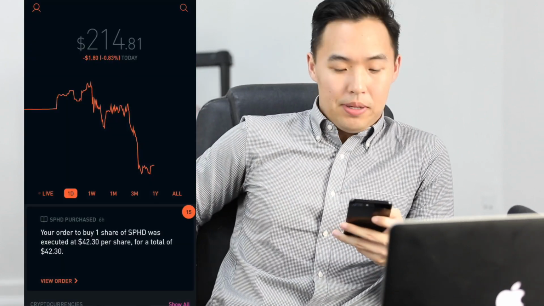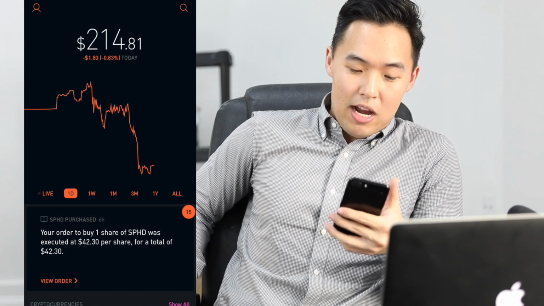If you compare stocks to cryptocurrency, I think that stocks are a lot less volatile and a lot less risky. It's a safer bet for me when I put money into the stock market rather than into the cryptocurrency market. So let's get right into the Robinhood app.